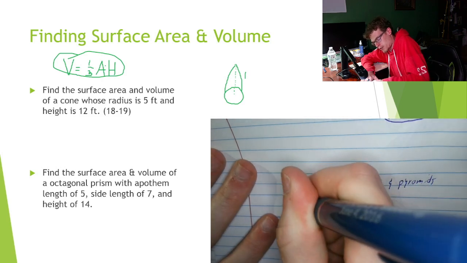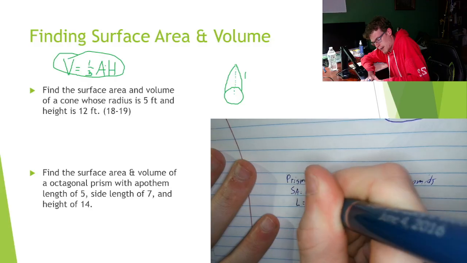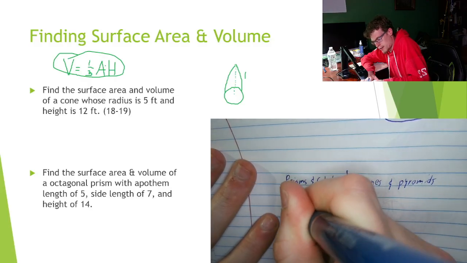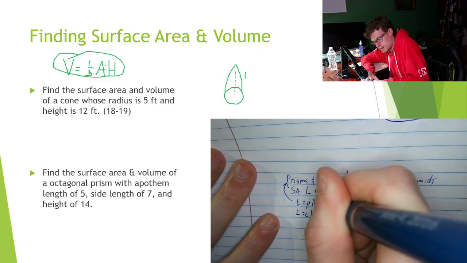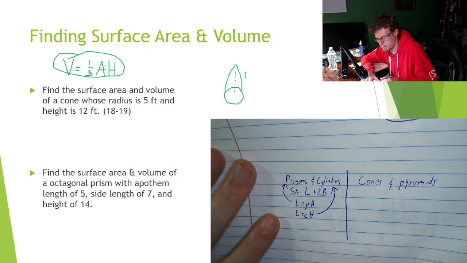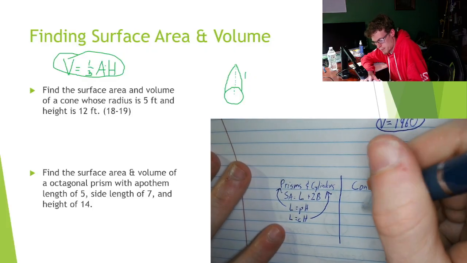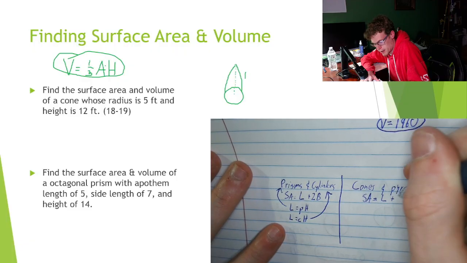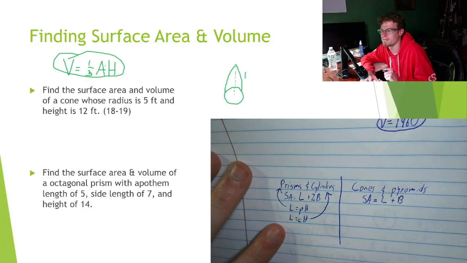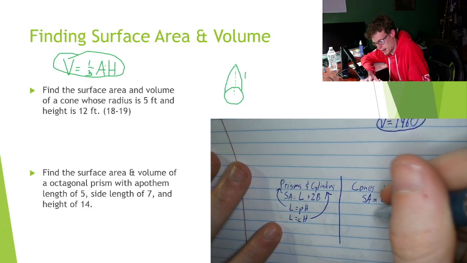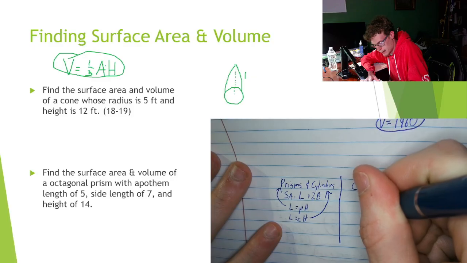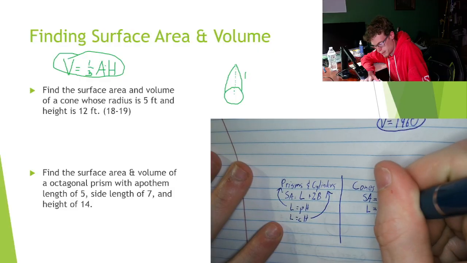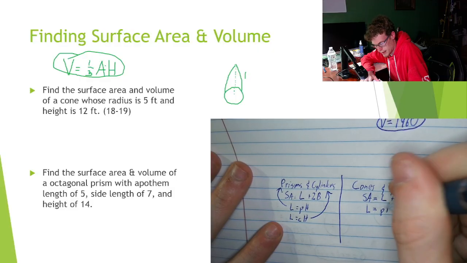But for lateral surface area, it's perimeter times height for prisms. For cylinders, it is circumference times height. Okay? Cones and pyramids. To find the surface area, you do the lateral surface area plus just the base. One base. Okay? And again, to find the lateral surface area, you have to do perimeter times slant height.